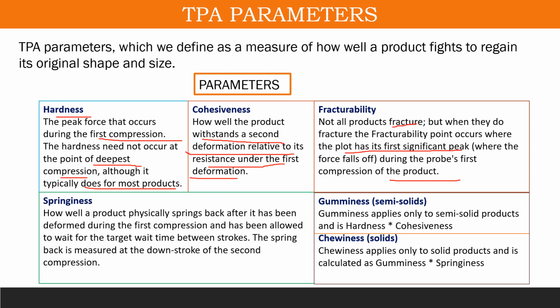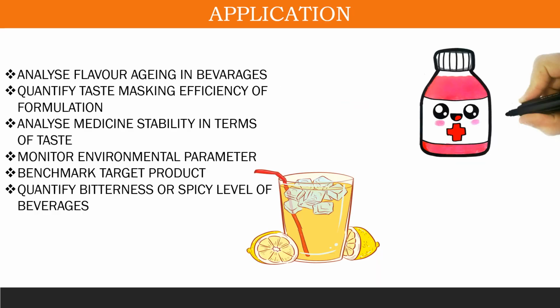Springiness is how well a product physically springs back after it has been deformed during the first compression and allowed to wait for the target wait time between strokes. The spring back is measured at the downstroke of the second compression. The next is gumminess, which is used for semi-solid products. Gumminess applies only to semi-solid products and is the product of hardness and cohesiveness. The next is chewiness, which is used for solid products. Chewiness applies only to solid products and is calculated as the product of gumminess and springiness.